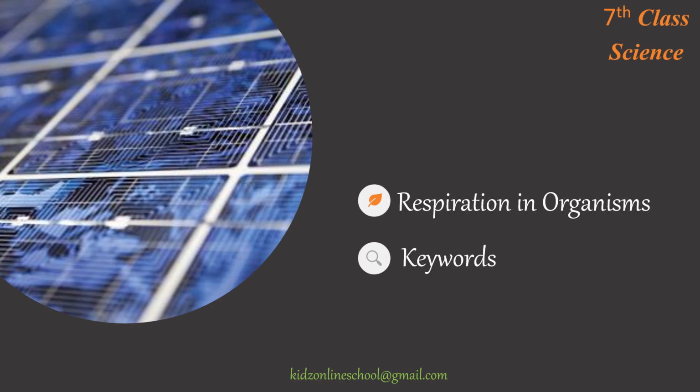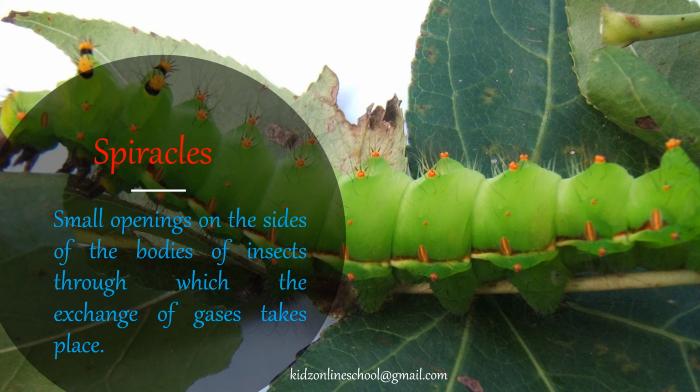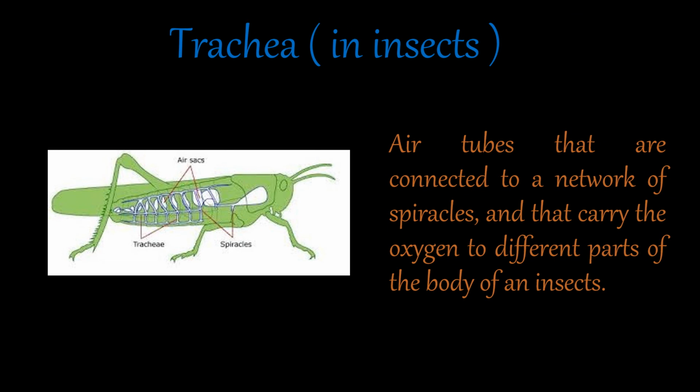Respiration in organisms. Keywords. Spiracles: small openings on the sides of the bodies of insects through which the exchange of gases takes place. Trachea in insects: air tubes that are connected to a network of spiracles and that carry the oxygen to different parts of the body of an insect.